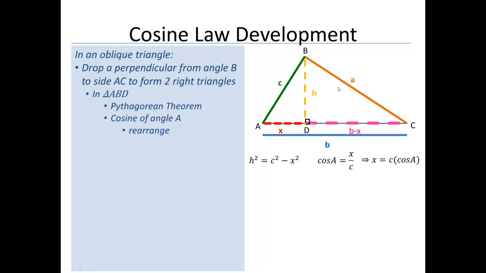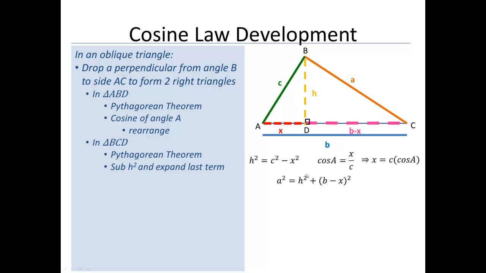Now we're going to switch over to the triangle on the right-hand side, triangle BCD. And we're going to take a look at the Pythagorean theorem again. Remember, hypotenuse squared is the sum of the squares of the other two sides. So let's write that out. Hypotenuse is a squared. One side is h squared, and the other side is b minus x, all squared. Once we have this, we're going to substitute our information from before, from triangle ABD, and plug it into these terms down here.